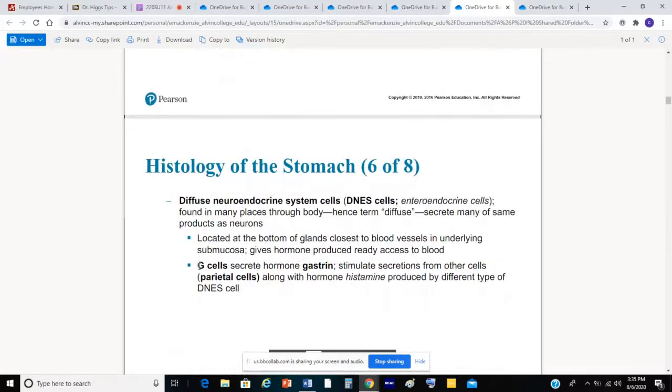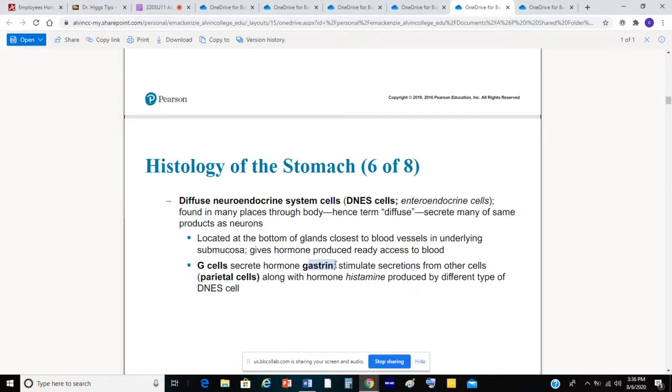It's called the G cell, sometimes called the enteroendocrine cell, or sometimes called DNES cells. All right, lots of names. This cell, if you call it a G cell, it gives you a hint. G is for gastrin, which is a hormone. That's what these cells make. And what does gastrin do? Gastrin actually goes back to the stomach, tells the stomach cells to produce their products. So it's really a chain of reaction that occurs.